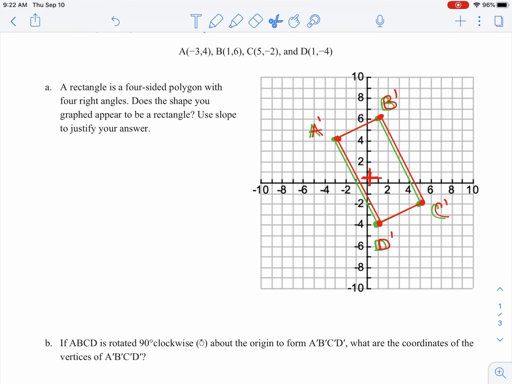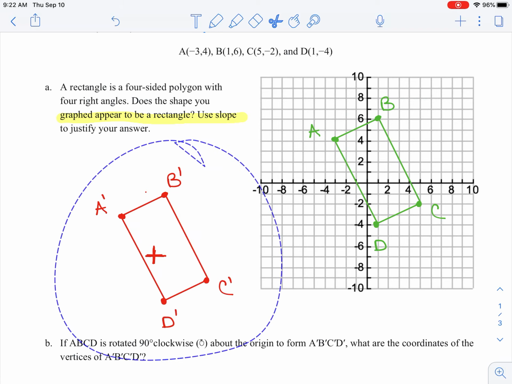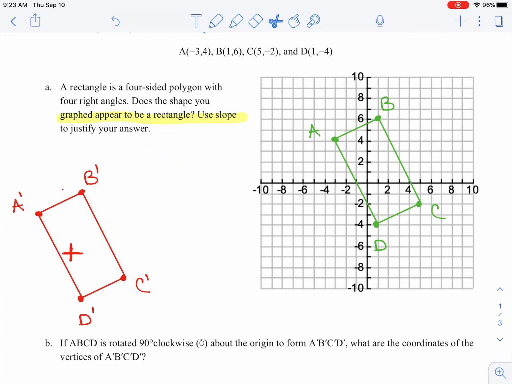I know that they don't line up exactly. It should be about there. So what I want to do first is talk to you about the first question here. Does the shape you graphed appear to be a rectangle? It does look like it's a rectangle, but we can't say it for sure until we find out if those angles are perpendicular, or if those angles are right angles.